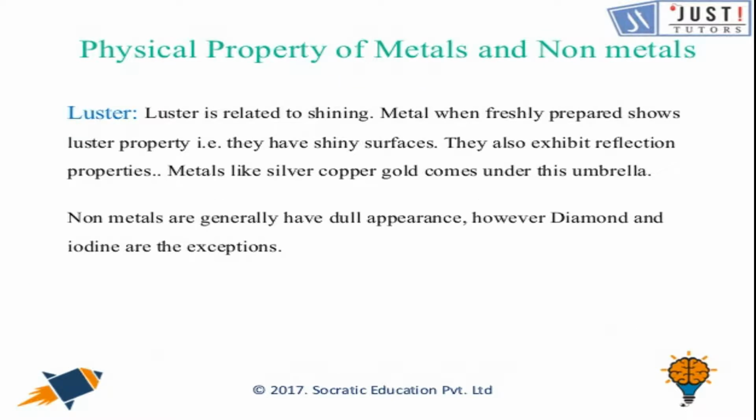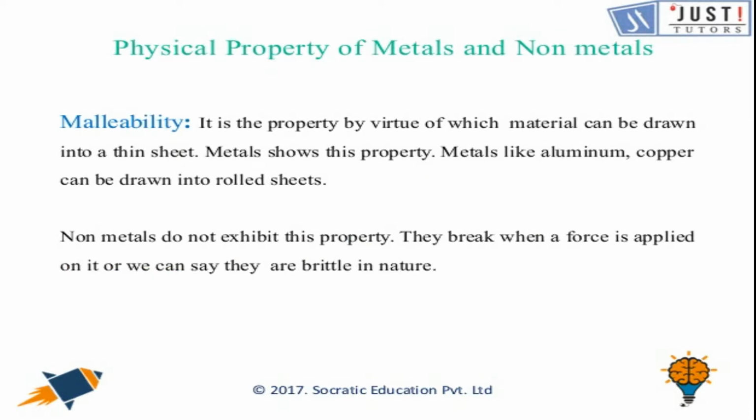Moving forward here, luster. Okay, so luster is related to shining. Metal, when freshly prepared, shows luster property, that is, they have shiny surfaces. They also exhibit reflection properties. Metals like silver, copper, gold comes under this umbrella. Non-metal are generally have dull appearance. Now let's move forward here.